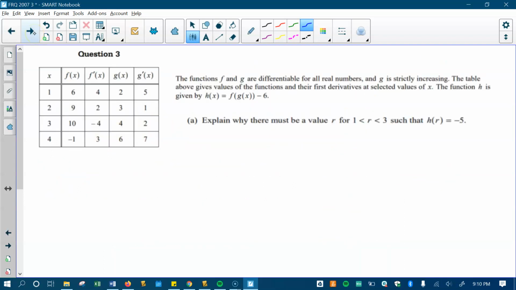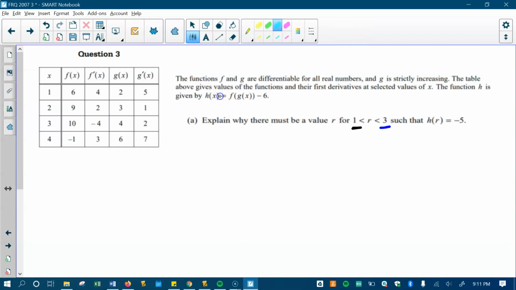So A. Explain why there must be a value r, for r being in between 1 and 3 exclusively, such that h of r equals -5. Okay, well, that's super confusing because I have no idea what they're talking about. But they do give me some stuff to work on, like this 1 and this 3. And they say that there's some r value in between 1 and 3, so basically the x value in between 1 and 3, such that the y value is -5.